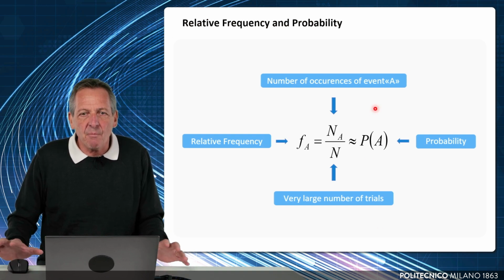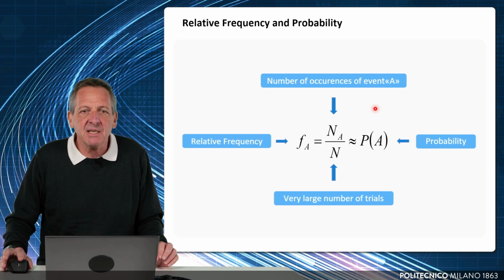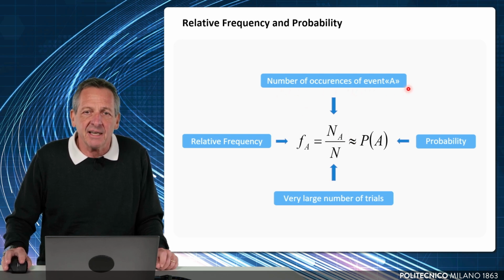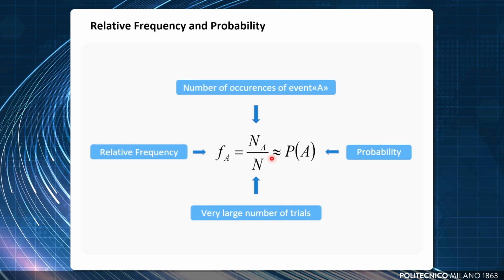Let's now move to a more operational definition of probability, and we introduce the relative frequency of an event A, that is simply the ratio between the number of occurrences of the event A divided by the number of trials. When this number, capital N, of trials becomes very large towards infinity, then the relative frequency becomes the probability. From this very operational definition of probability, we can derive three simple rules of probability.